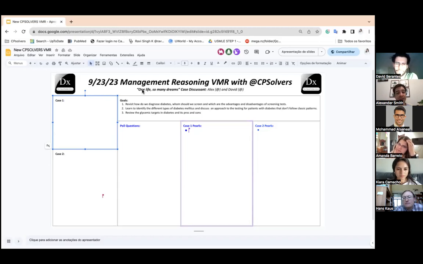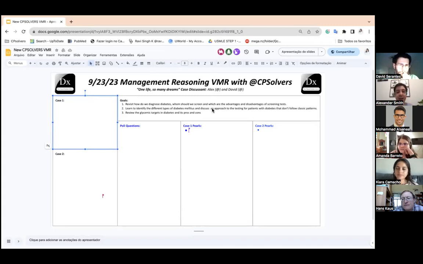And then David's going to take us through case 2. We'll review with the second case how to identify the different types of diabetes mellitus and which tests are appropriate for patients with diabetes that don't follow the classical patterns. And after that, Alex is going to lead the last part of the session. If time allows, we'll talk a little bit about the advantages and disadvantages of different glycemic targets for patients with diabetes.